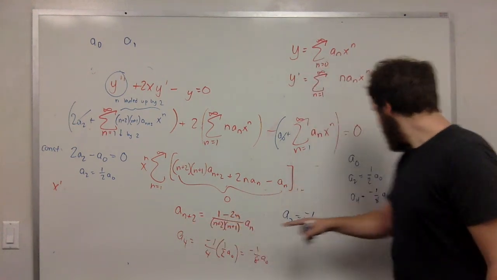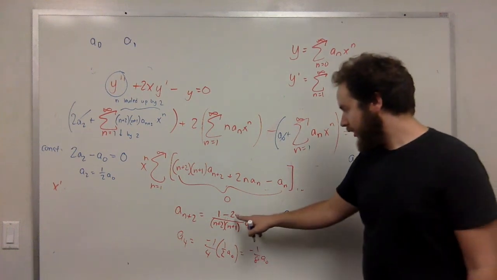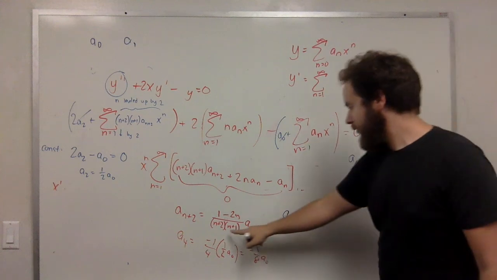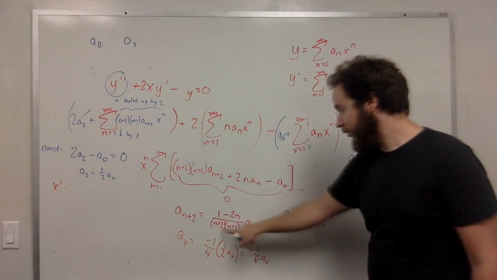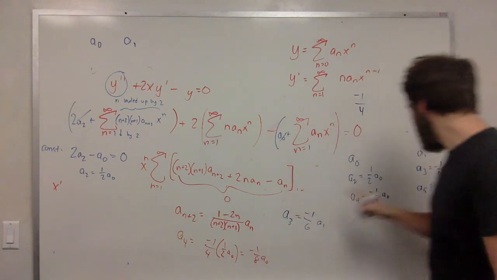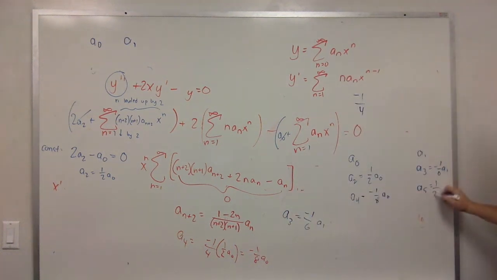3 plus 2 is going to be 5. a sub 3 is negative 1/6 a1. 3 times 2 is 6. 1 minus 6 is negative 5. 3 plus 1 is 4. 3 plus 2 is 5. So I get a 4 down here, and the 5 cancels, giving me 1/4. Negative 1/4 times the negative 1/6 over here is positive 1 over 24, so positive 1 over 24 a sub 1.